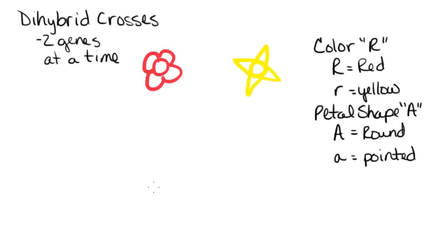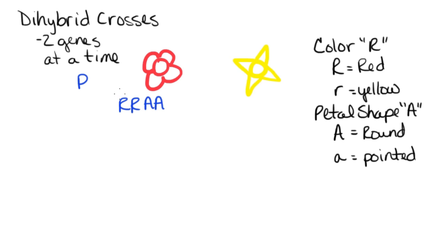Okay, so now we're going to look at a cross that involves both of these. Up here at the top, these are my parents that I start with. This would be my P generation, or my parental generation. In this case, they are both going to be homozygous individuals. So this red rounded one is going to have two capital R's because it is homozygous for red, and it's also going to be homozygous for round, so I'm going to give it two capital A's.